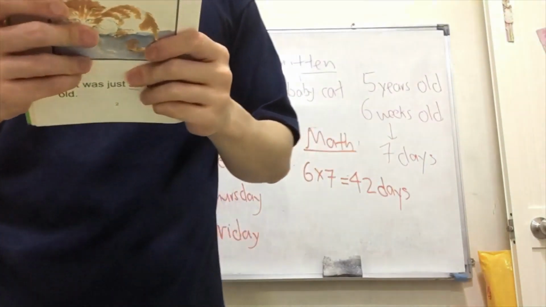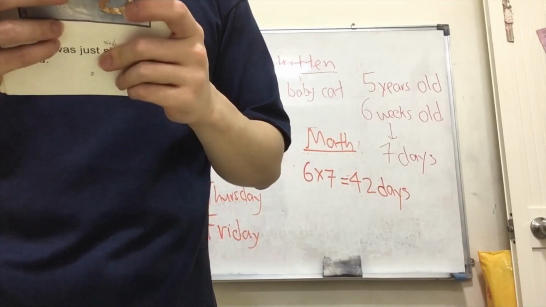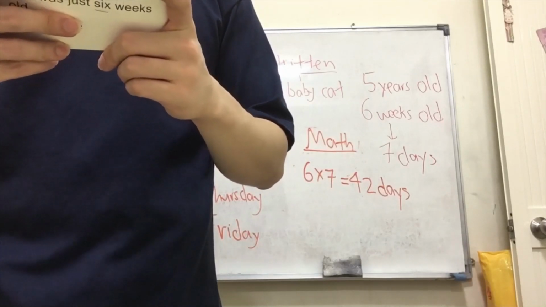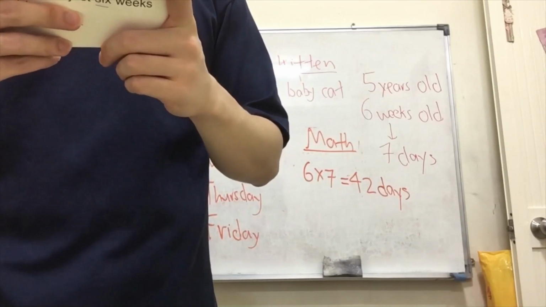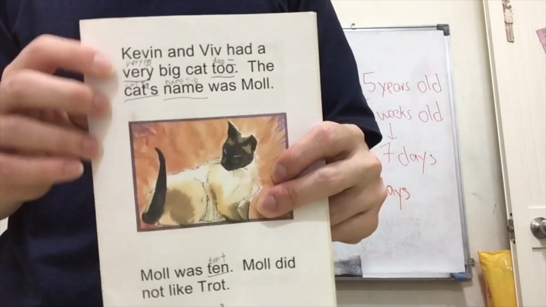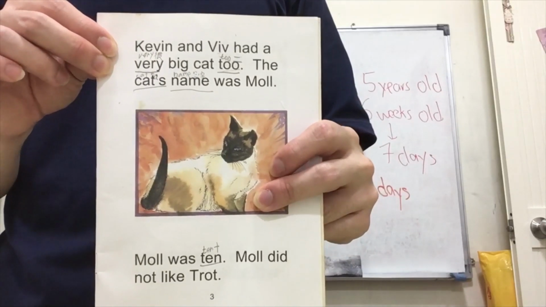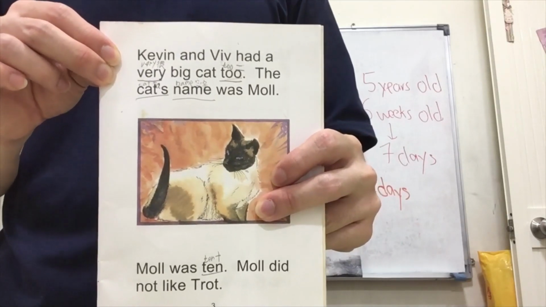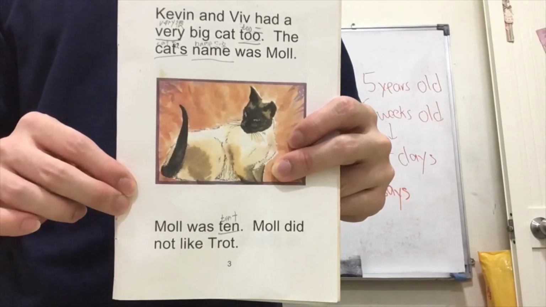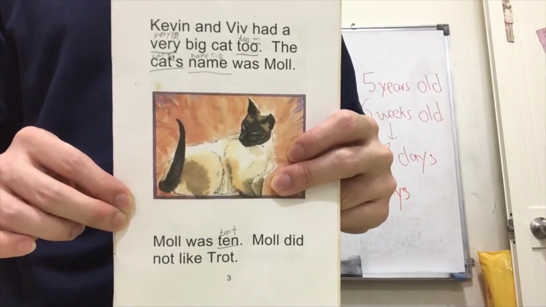Kevin and Viv had a very big cat too. The cat's name was Moll. Moll was 10. Moll did not like Trot.